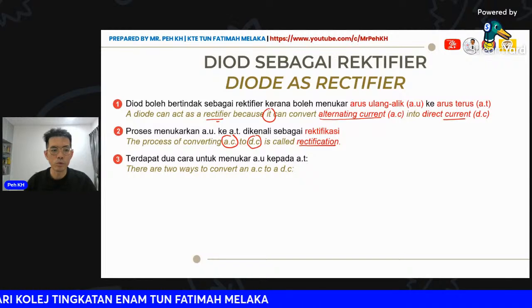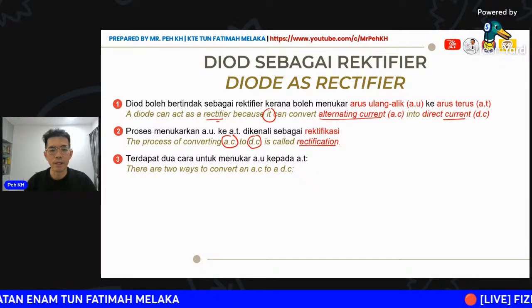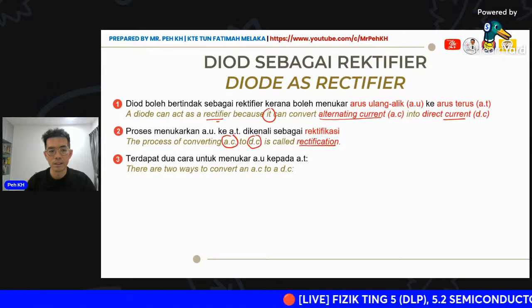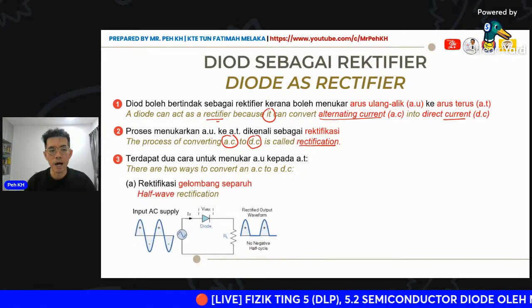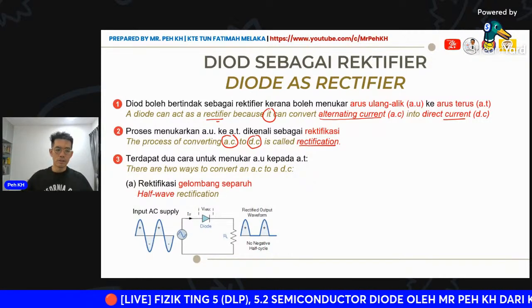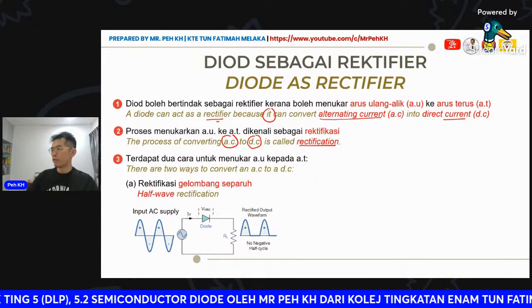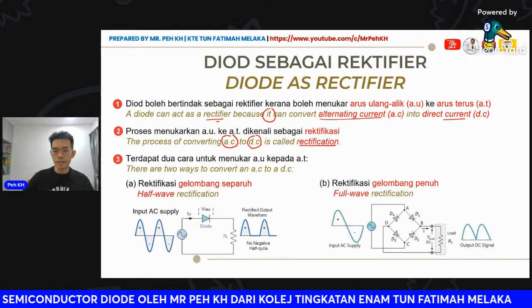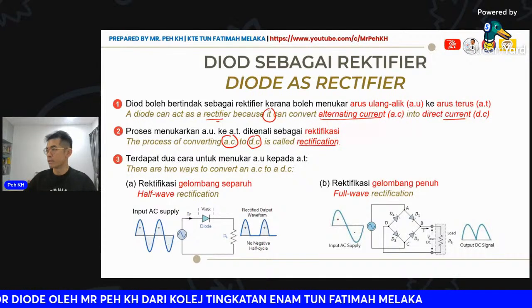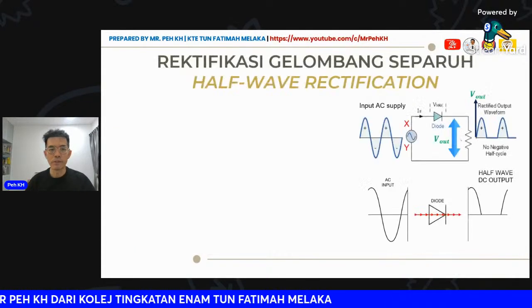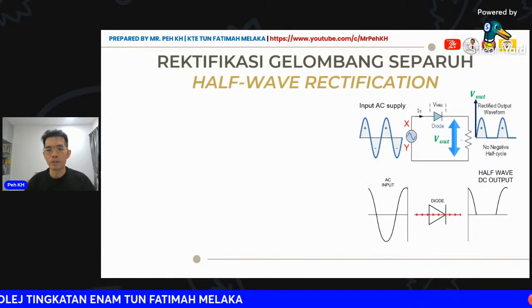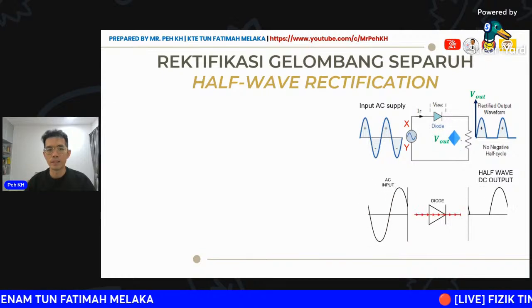Okay, so there are two ways to convert an AC to DC. Here there will be the half-wave rectification. So what is a half-wave rectification? Later on we'll discuss in detail. And the second will be full-wave rectification. Okay, so the first, the half-wave rectification. So what does it mean?